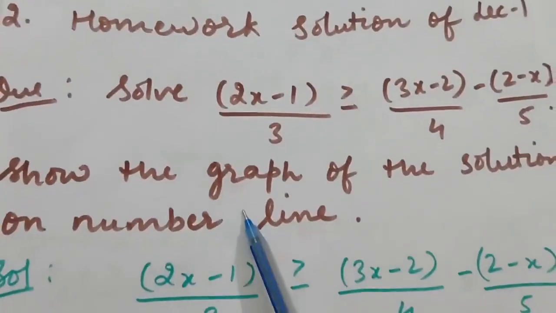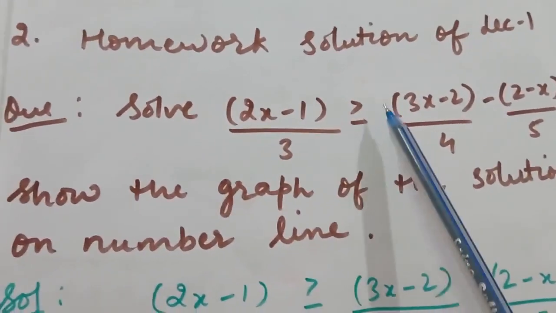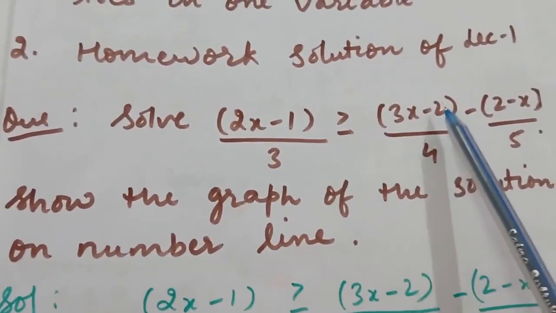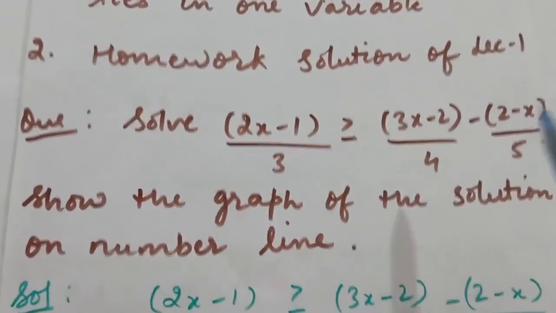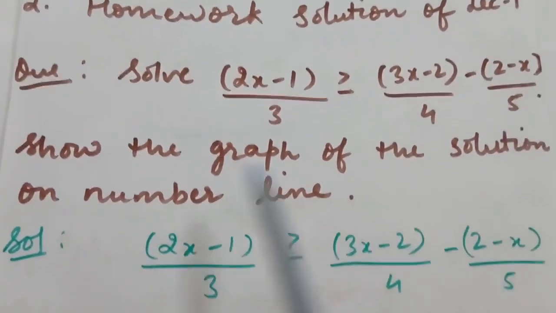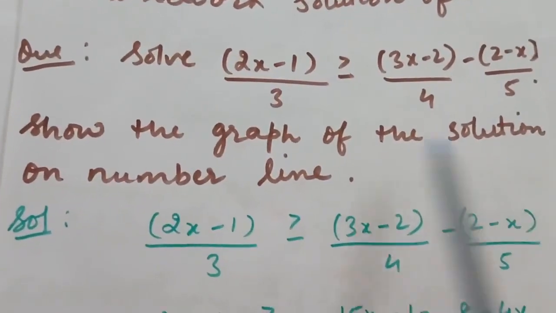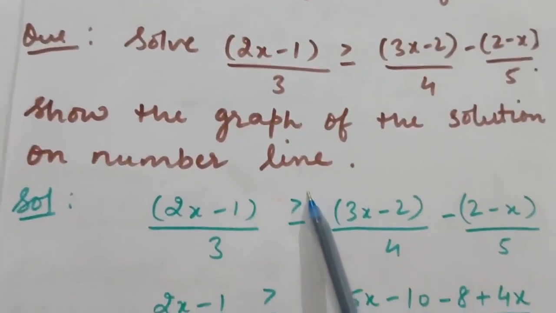So the first question is: solve (2x - 1)/3 ≥ (3x - 2)/4 - (2 - x)/5. So we have to solve it. Also show the graph of the solution on the number line.